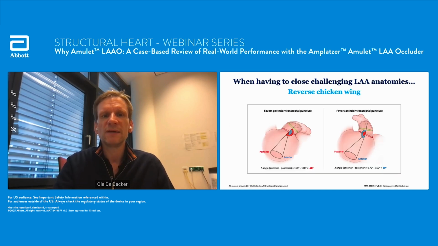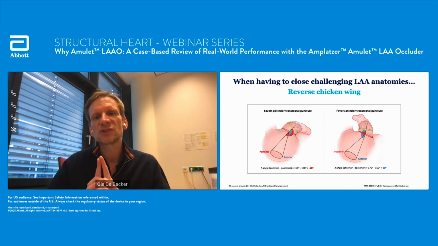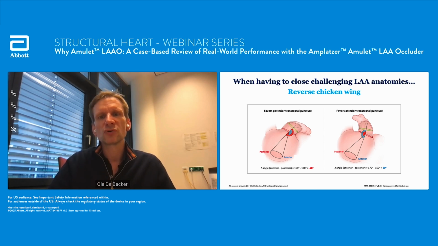So continuing on this, another anatomy or morphology, from the acutely angulated LAA, is of course the reverse or inverted LAA. This can be very challenging. If I have a reverse chicken wing, I like to know it beforehand on my cardiac CT. And if you have an inverted or reverse chicken wing anatomy, it's really key, if you want to be able to close this LAA, that you go for an extremely inferior puncture and you avoid a posterior puncture. You just go for a very central and extremely inferior puncture, as inferior as you can.